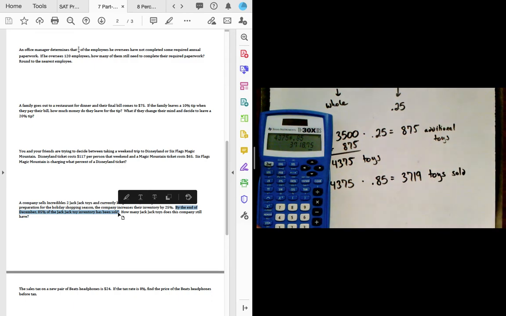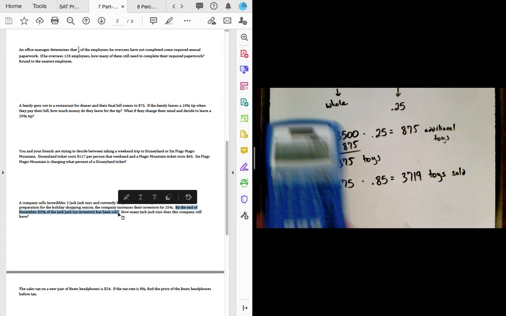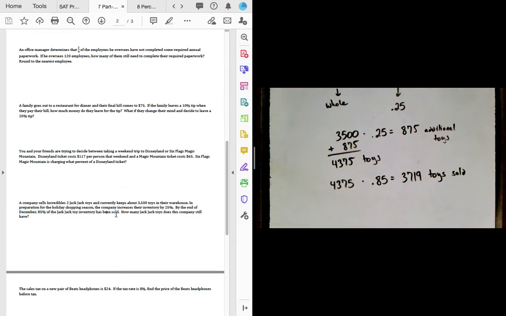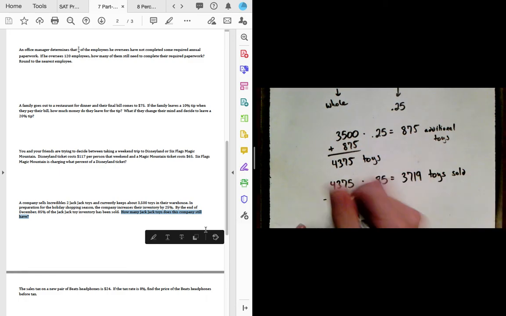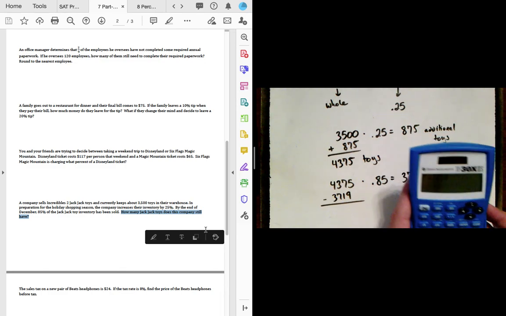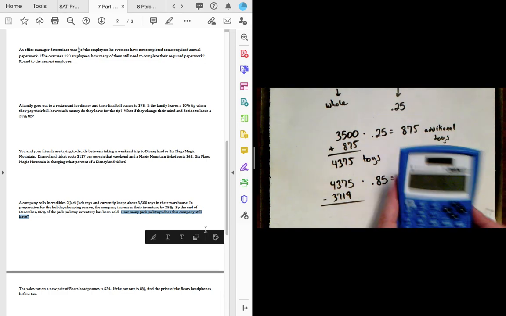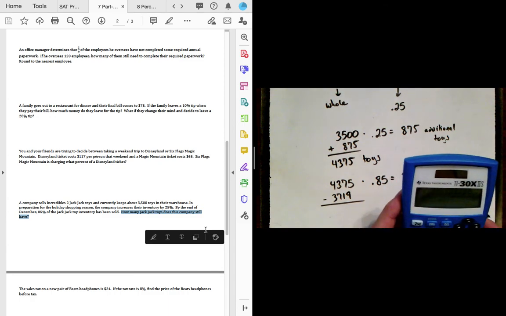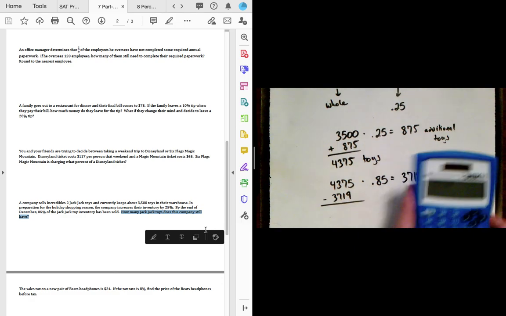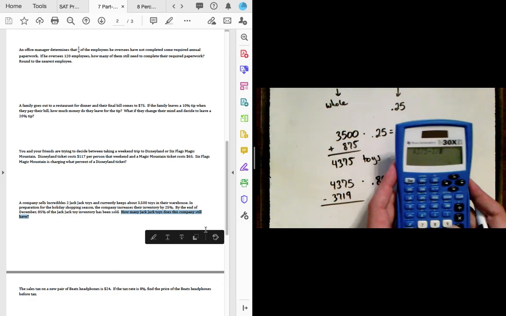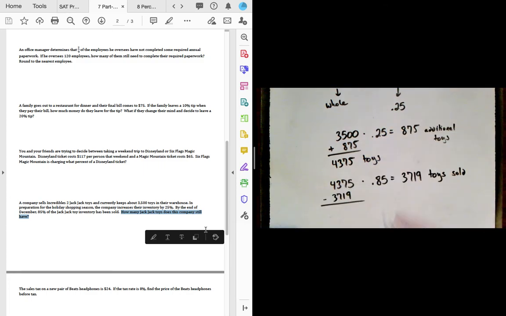I sold 85% of my inventory. It means I sold 3,719 toys. The question at the end doesn't ask me how many I sold. It asks me how many Jack Jack toys the company still has. So now we're going to take our 4,375, and from that we're going to subtract 3,719, the number of toys we sold, which tells us that we have 656 toys left.